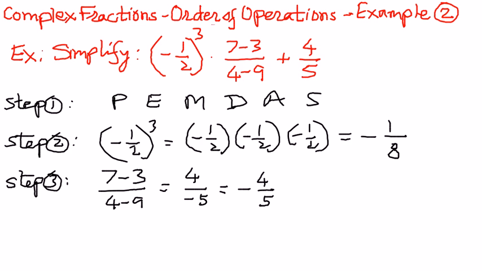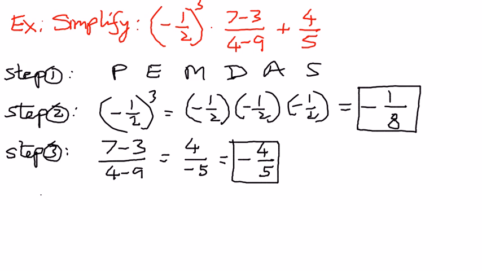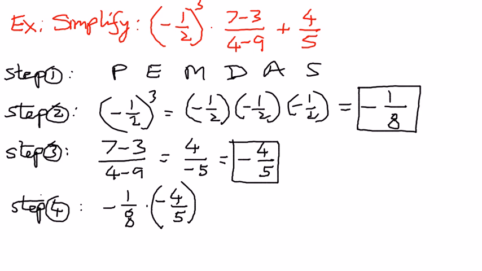So let us put a box around these numbers here, and then we can put all of those together. So therefore, in step 4, we will put everything together. Now, negative 1/2 raised to the power of 3 simplified to negative 1 over 8. Then times 7 minus 3 divided by 4 minus 9 simplified to negative 4 over 5. Since that is multiplication, we'll put that in parentheses. Plus 4 over 5 is what we have.